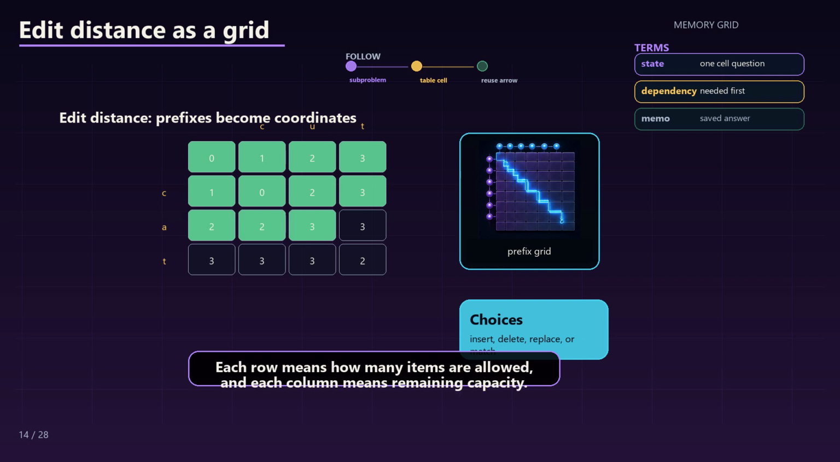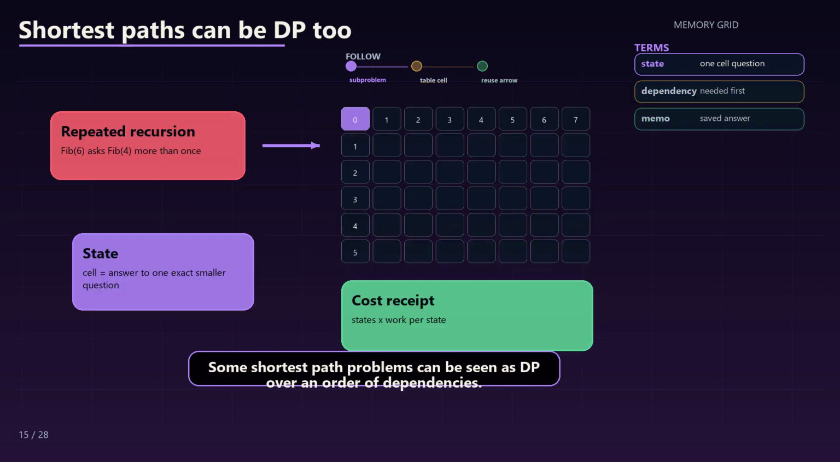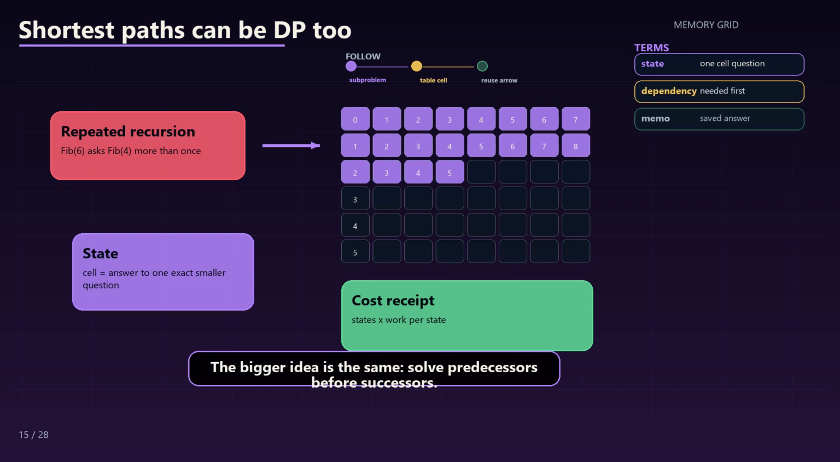Each row means how many items are allowed, and each column means remaining capacity. A single cell asks, with these items and this much space, what is the best value I can guarantee? Some shortest path problems can be seen as DP over an order of dependencies. The bigger idea is the same, solve predecessors before successors.